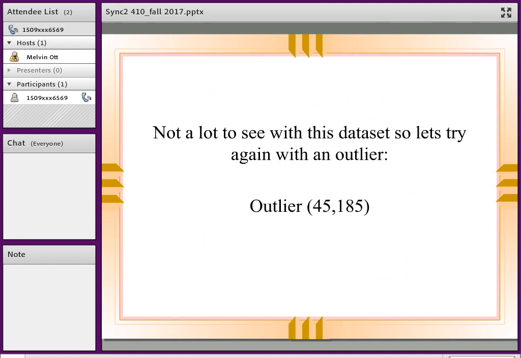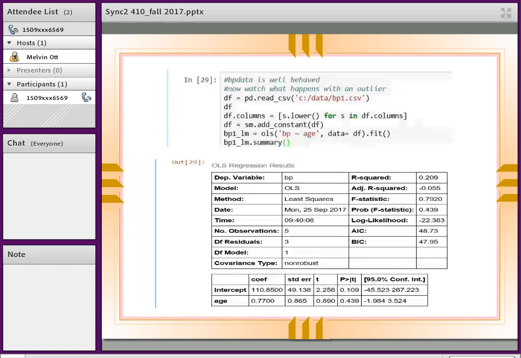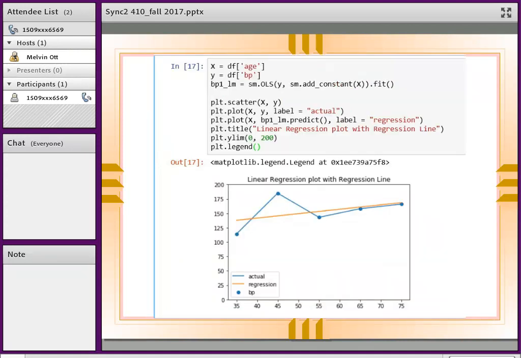But now look what happens when I put in an outlier here. At age 45, I'm sticking in a blood pressure reading of 185. So I take that data set and run my linear model. My model is quite a bit different than what I had before. My R squared is really bad because I got a really bad data value in there. And so I made a plot of it too. That 45, 185 is that point right up there.